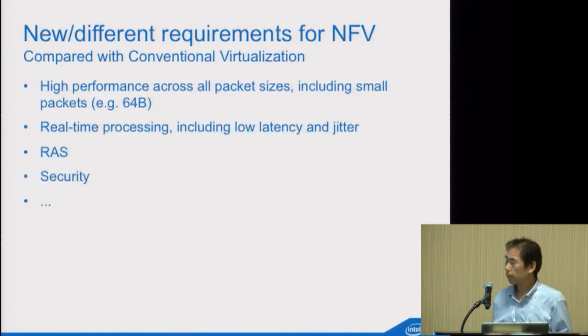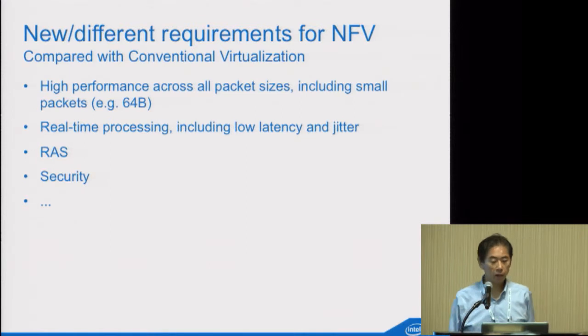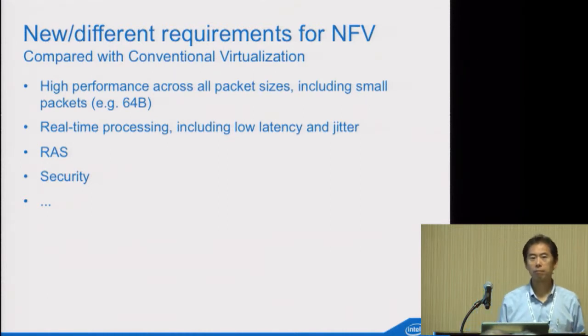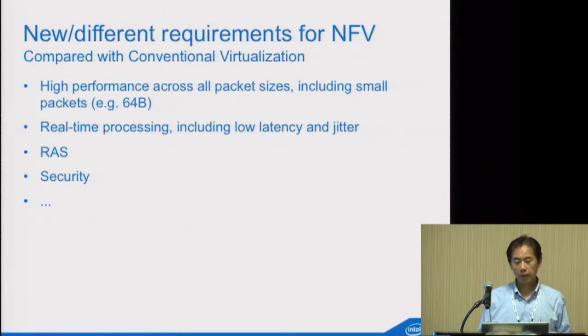So just to summarize, this is a very high-level summary of requirements. First of all, high performance across all the packet sizes, including small packets. And this is actually the problem, the small packets. 64 byte means 8 words in 64-bit, okay? And real-time processing, when we say real-time, it just includes low latency and jitter as well, and RAS and security.